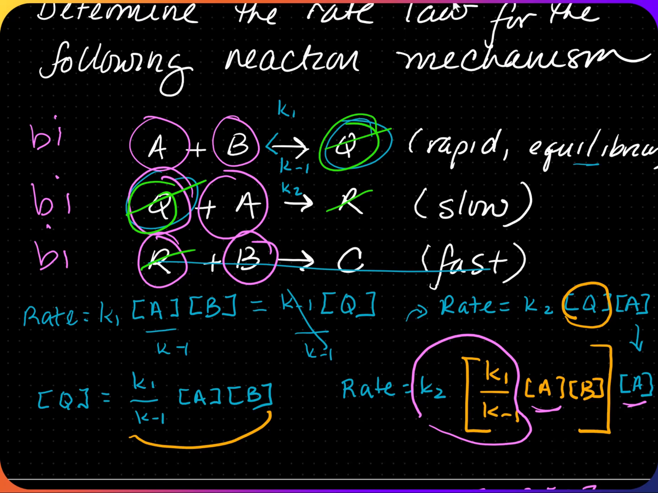And the variable that you are going to solve for is the intermediate, and plug it into the slow step. Once you plug it in, simplify your equation. Remember, elementary steps use the coefficient of the balanced equation as exponent. Overall reaction, you cannot use the coefficient. You must determine the rate law experimentally, or it must be given to you.